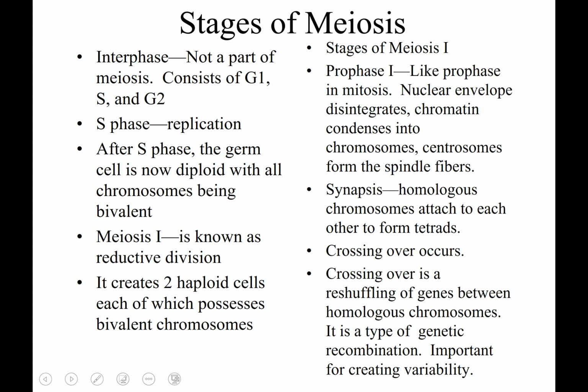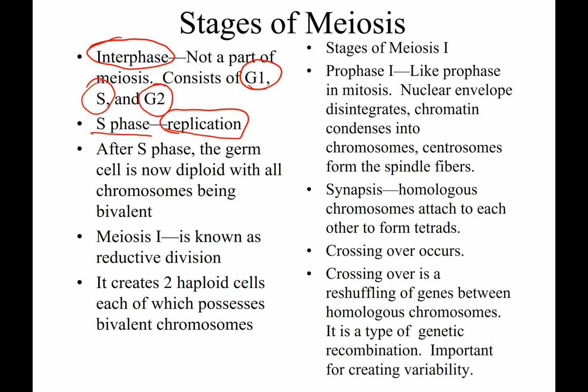So let's talk about the stages of meiosis. First of all, the germ cell is going to spend a big part of its time in interphase. Interphase is not a stage of meiosis. It's not a stage of mitosis. It's what occurs when the cell isn't dividing, when it's going about its normal daily routine doing its job. Remember that it consists of G1, where the cell grows, S, where the DNA is synthesized or copied, and G2, where the cell continues to work and prepare for cell division, organelles are copied, and so on and so forth. But remember, S phase is when the replication of the DNA occurs.